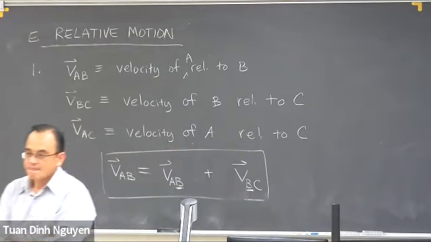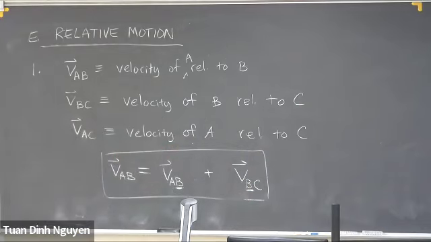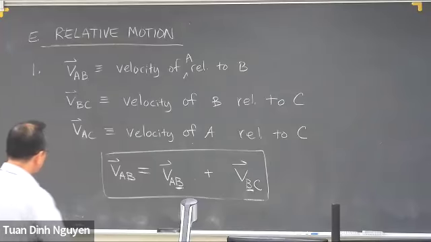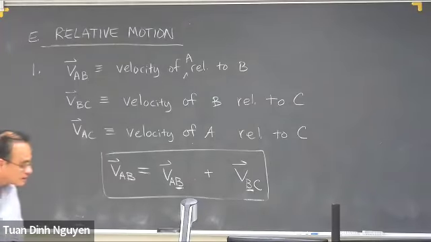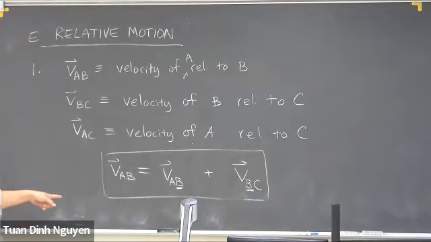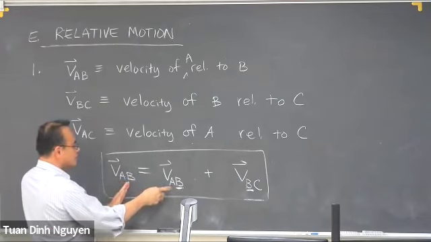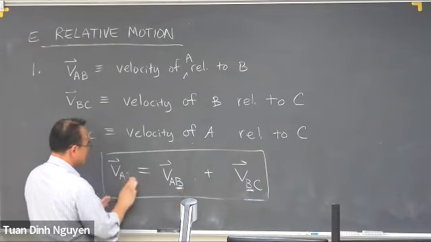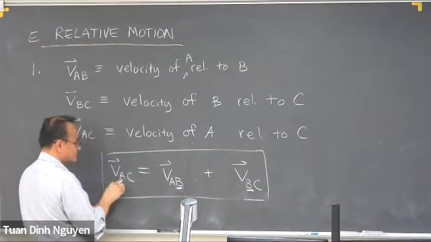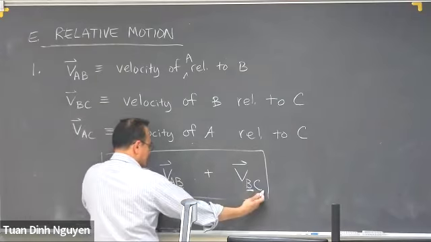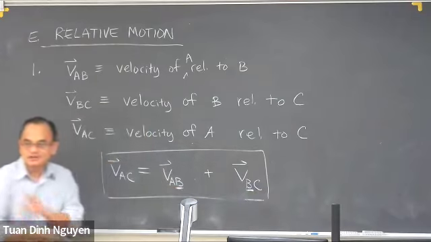Is this supposed to be AC equals AB plus BC? Yes, that's right. So that's the way I wanted to remember it. I'm separating this out, so it's A and C, and then putting B in between.